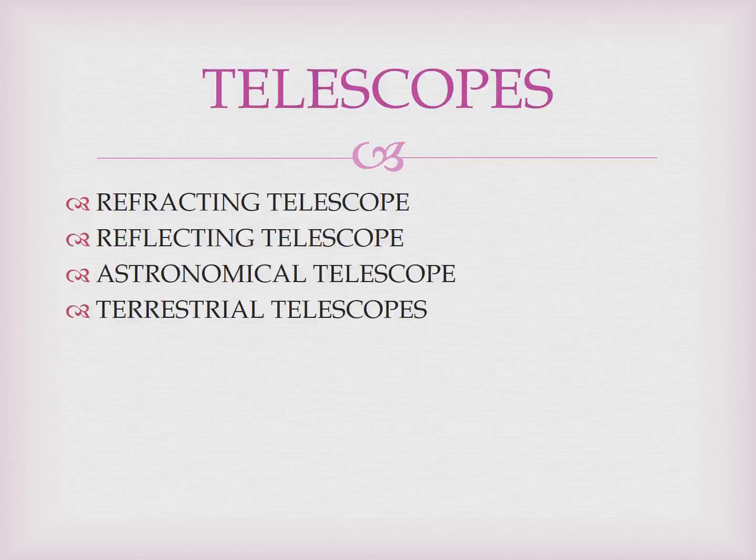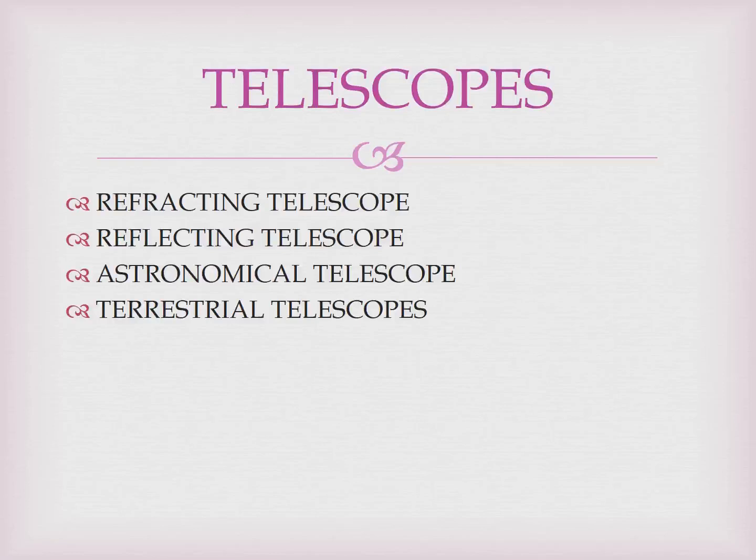Gregorian, Newtonian, and Cassegrain telescopes are some of the reflecting telescopes. In refracting telescopes, lenses are used. In reflecting telescopes, parabolic mirrors are used. According to their use, telescopes are classified into astronomical telescope and terrestrial telescope. These are the two major types of telescope.